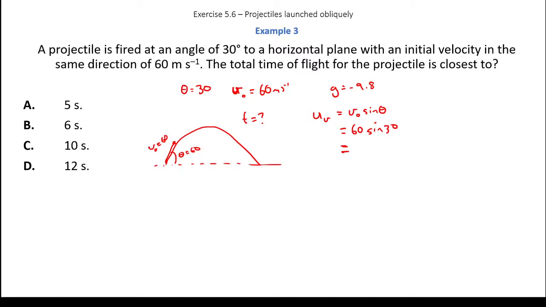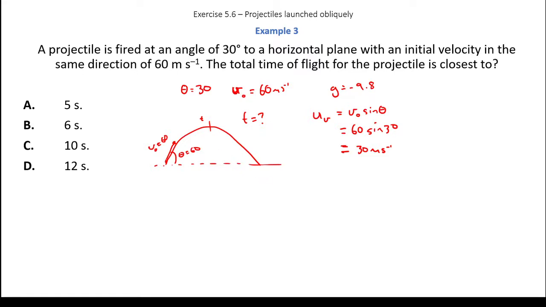60 sine 30 is 30. So its initial vertical velocity, the vertical component, is 30 meters per second. There's a bunch of ways we can do this. One way is to calculate the time it takes to just get to the top, because the time it takes to get to the top is exactly the same as the time it takes to get to the bottom, so we could just double that. So we could find the time to there and then double, and that gives us our total time.